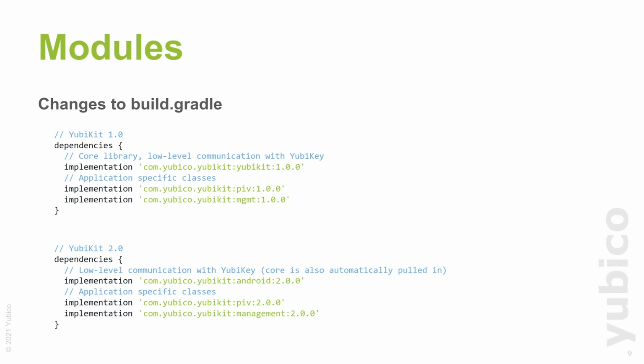So here's an example of what a build Gradle configuration might look like. As you can see, not much has changed. If you have the old version here up top, we've replaced the YubiKit module with the Android module, and the MGMT module there has been replaced with the management module.